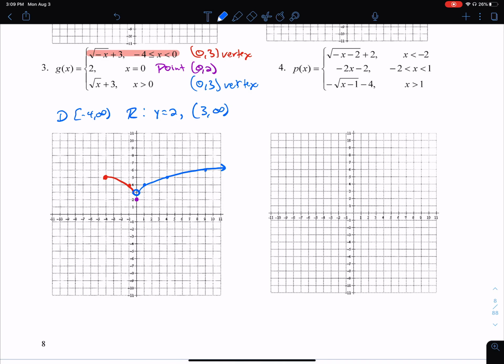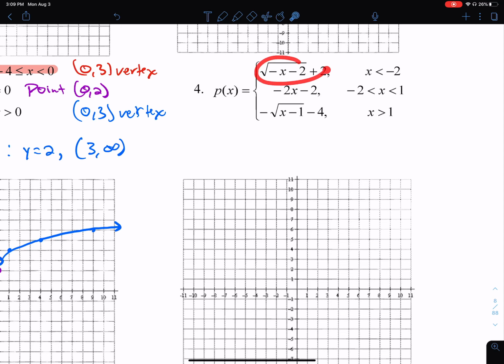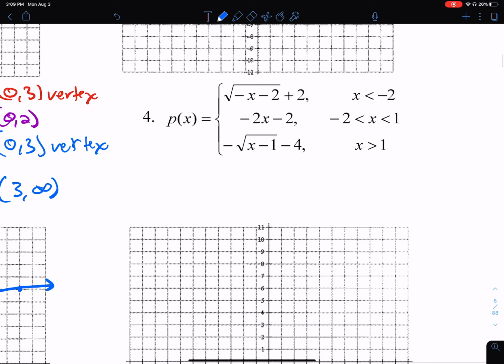Last one, number 4. We got more of these square roots. So I hate this. I want the coefficient of x to be 1. So I'm going to rewrite this as the square root of a negative x plus 2 plus 2. This vertex is at negative 2, positive 2. This vertex is at positive 1, negative 4.